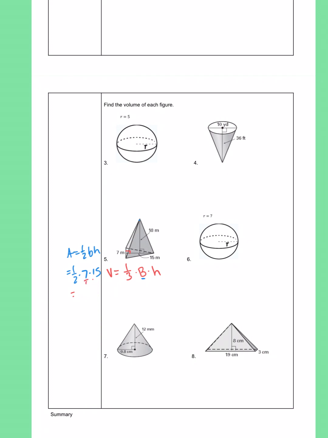So I can think about this all as fractions. That's not the only way to do this. And I'm going to take 1 times 7 times 15. That's going to be 105. My denominator is 2 times 1 times 1 is 2. And then 105 divided by 2, we get 52.5. So the area of that base is 52.5. So then I'm going to have to plug in this for that capital B.